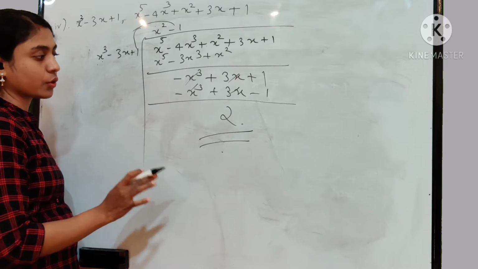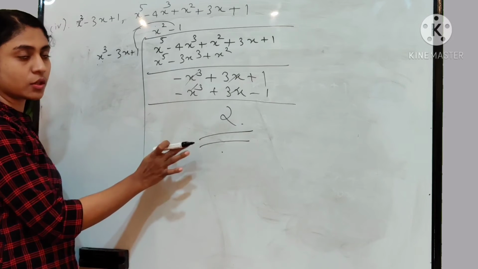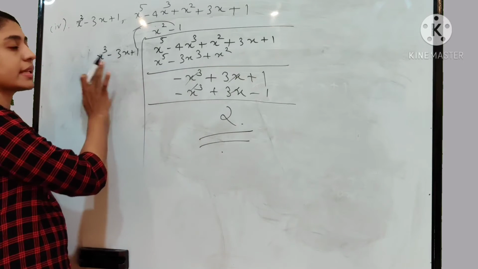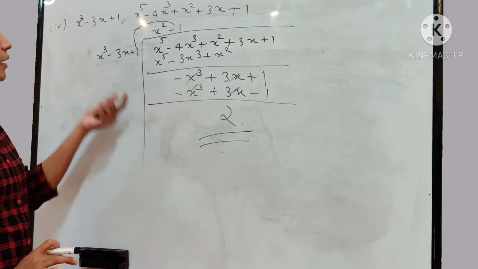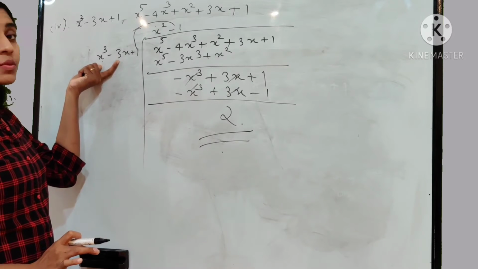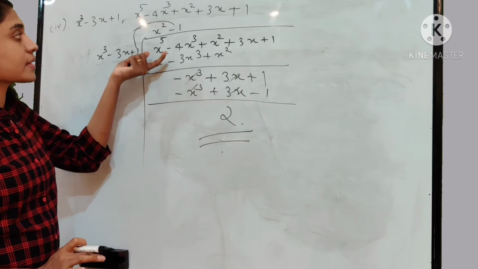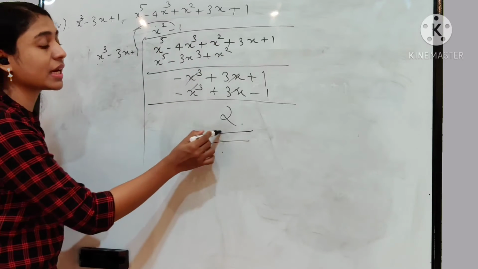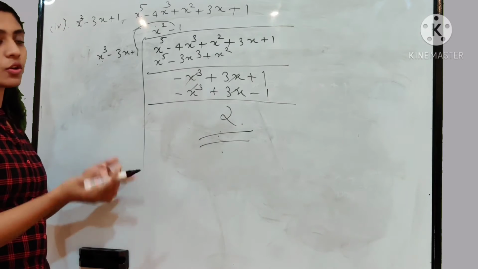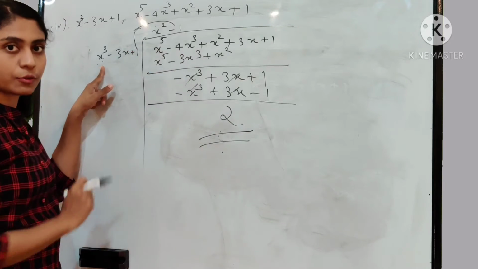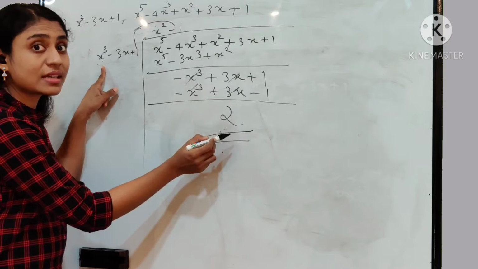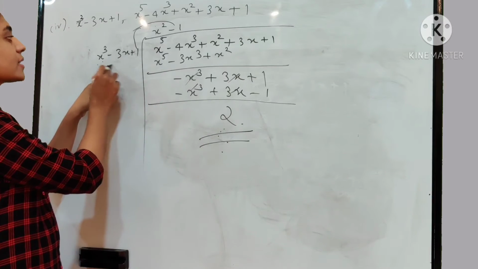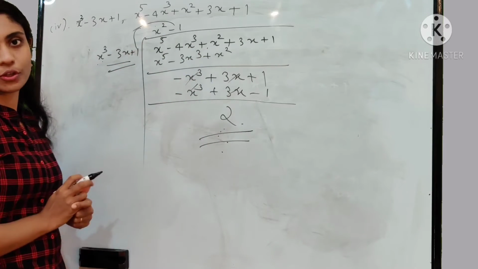Not equal to 0. Here the remainder is 2, which is not 0, and also its degree is less than that of the degree of the divisor. Here x cube minus 3x plus 1 is not a factor of x raised to 5 minus 4x cube plus x square plus 3x plus 1. Why? Because the remainder is not 0. If it is 0, then we can say that this one is a factor of this polynomial. But here the remainder is not 0, so we can say that this is not a factor of this polynomial.